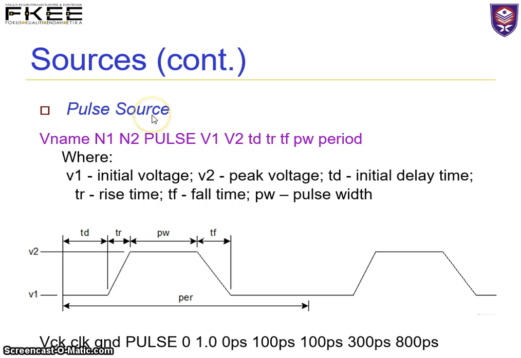For a pulse source, which is usually used for a clock or regular input to digital circuits, this is how to describe that. The name, between which nodes, it is a pulse type, then V1, V2, the initial and the final value, delay time, rise time, fall time, pulse width, which is the on time, and the period for one cycle. This is how you describe one type of pulse signal.